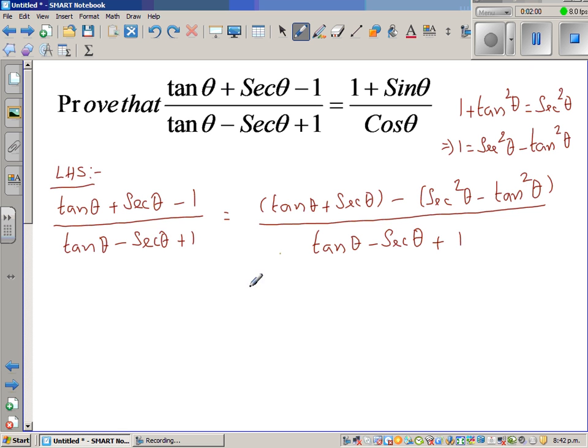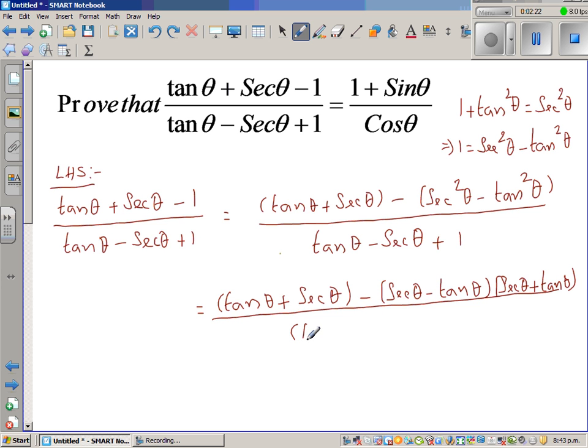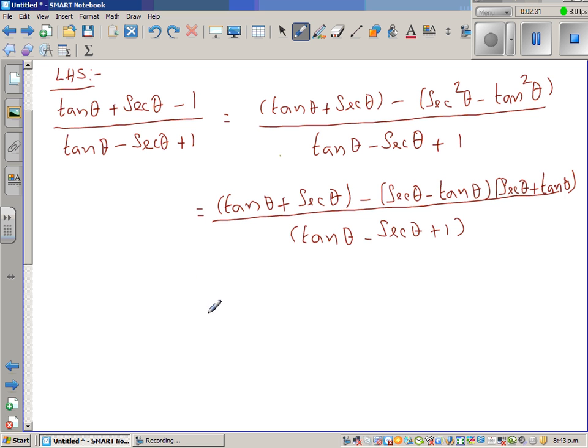So now this is a difference of two squares, which is tan theta plus sec theta minus, this is sec theta minus tan theta times sec theta plus tan theta, the whole thing over the denominator, which is nothing but tan theta minus sec theta plus 1. Some proofs of trig identities you have to do by trial and error. If one method doesn't work, you can try the next method. So what is common here?